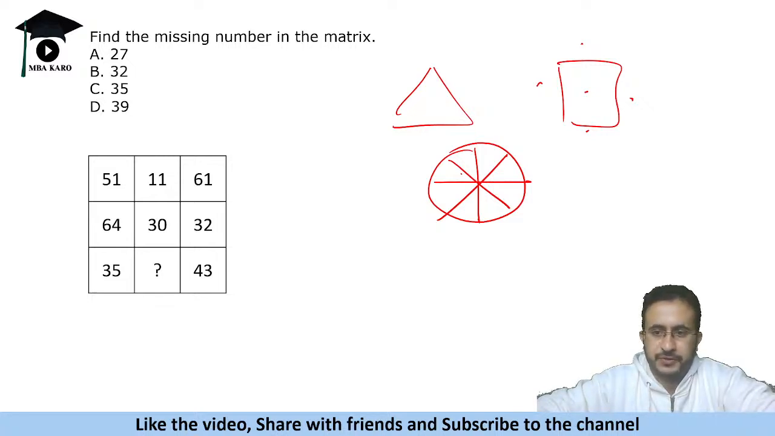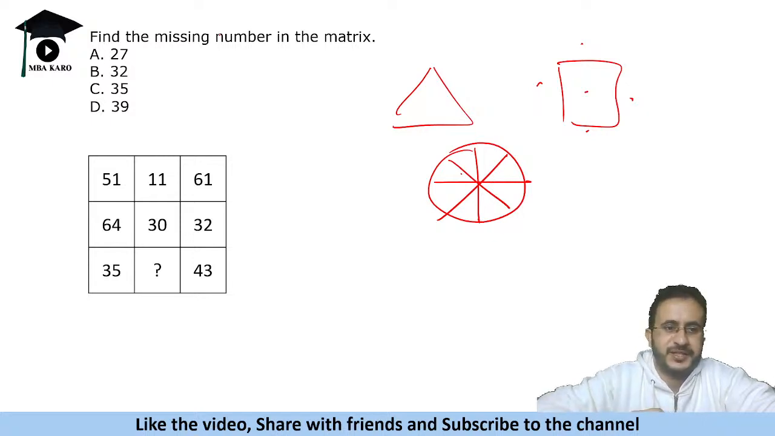Anyone 32? How are you getting 32 as the answer, or someone getting 27? Or 51? How is 51? 51 is not even an option. So that means your logic is not fitting as per the question. This one's logic is correct.